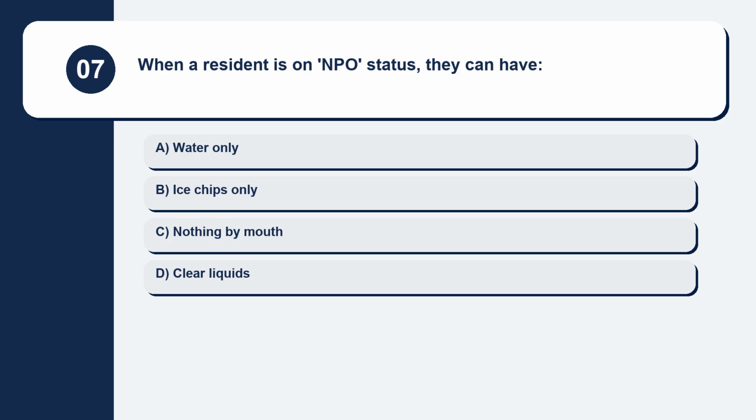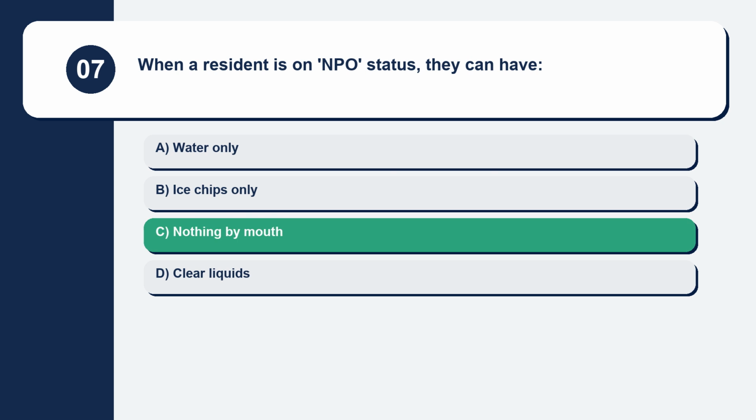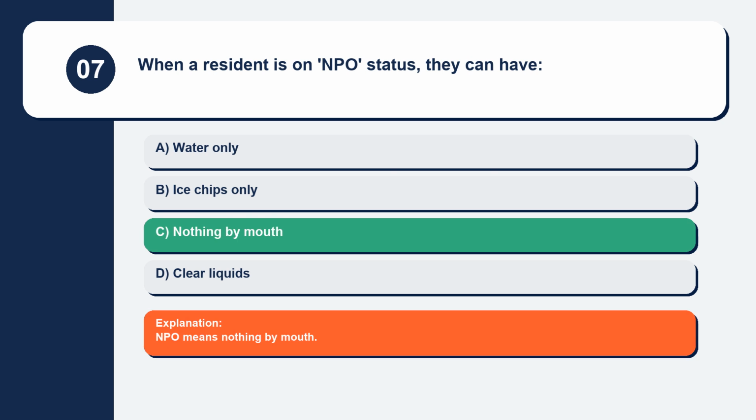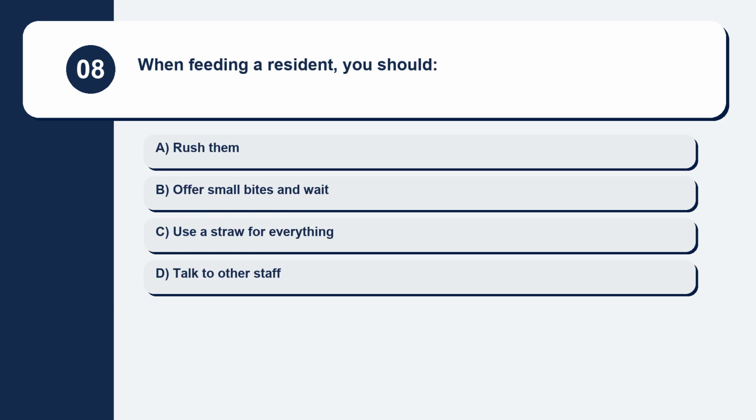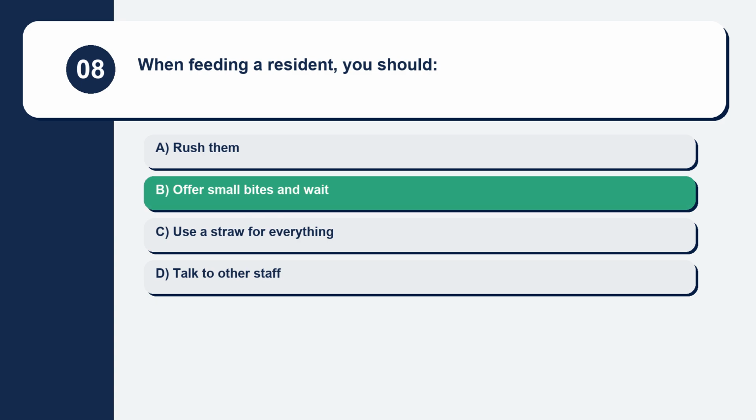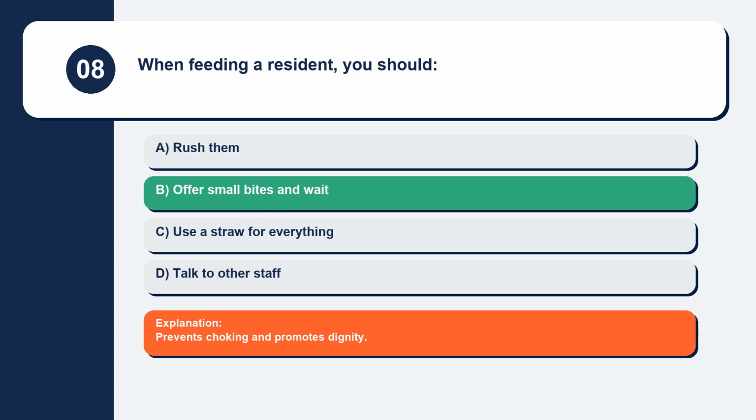Question 7. When a resident is on NPO status, they can have water only, ice chips only, nothing by mouth, clear liquids. NPO means nothing by mouth. Question 8. When feeding a resident, you should rush them, offer small bites and wait, use a straw for everything, talk to other staff. Prevents choking and promotes dignity.